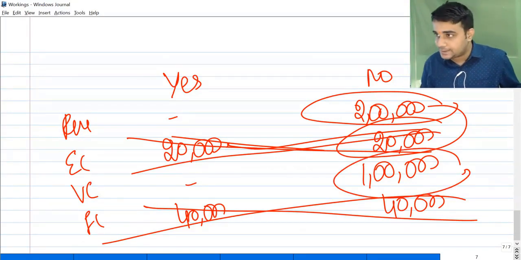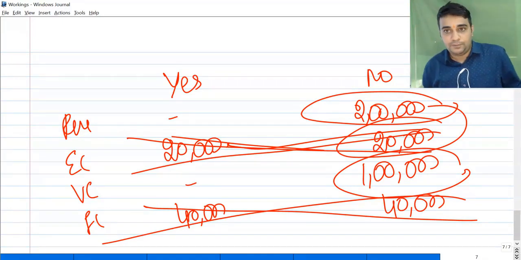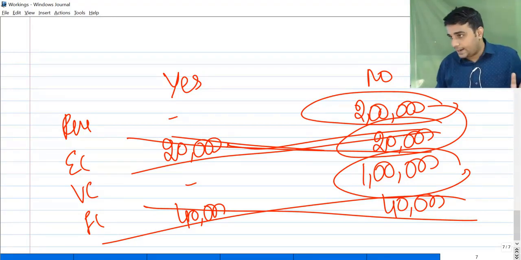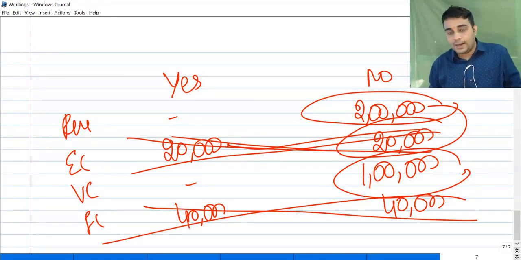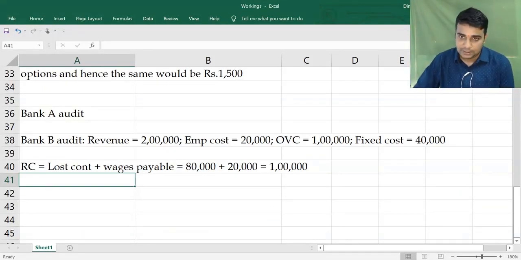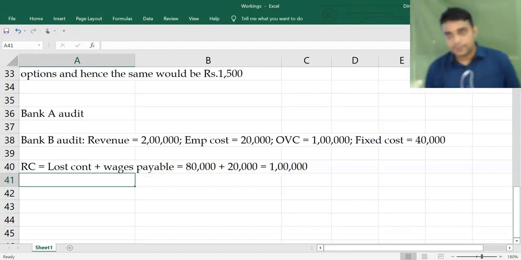Yes and no scenario comparison. Revenue I lose 2 lakh rupees. Variable cost I save 1 lakh rupee. So net the relevant cost is 1 lakh. Only problem is the contribution when they give in the question, if they give contribution without mentioning anything, it means labor cost was already subtracted.